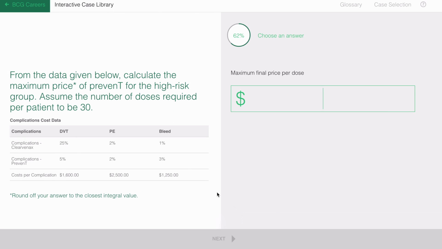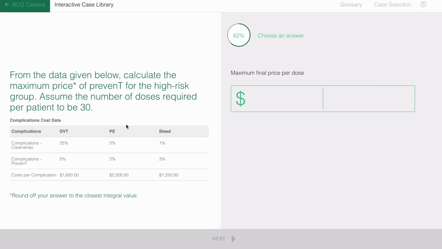From the data given below, calculate the maximum price of Prevent-T for the high-risk group. Assume the number of doses required per patient to be 30. And it says here to round off your answers to the closest integral value. So if DVT cost per complication is $1,600, and Prevent-T is 20% lower than Clearvanax, here we're delivering $320 of economic value to hospitals. For PE, both drugs have the same rate, so no incremental economic value is being delivered.